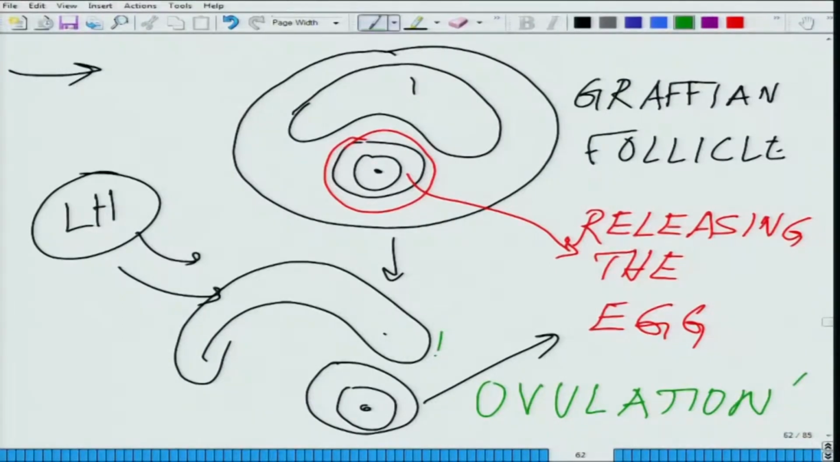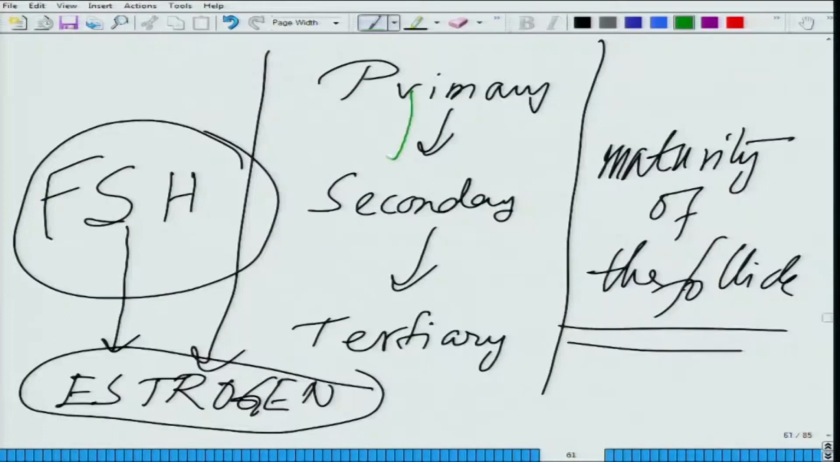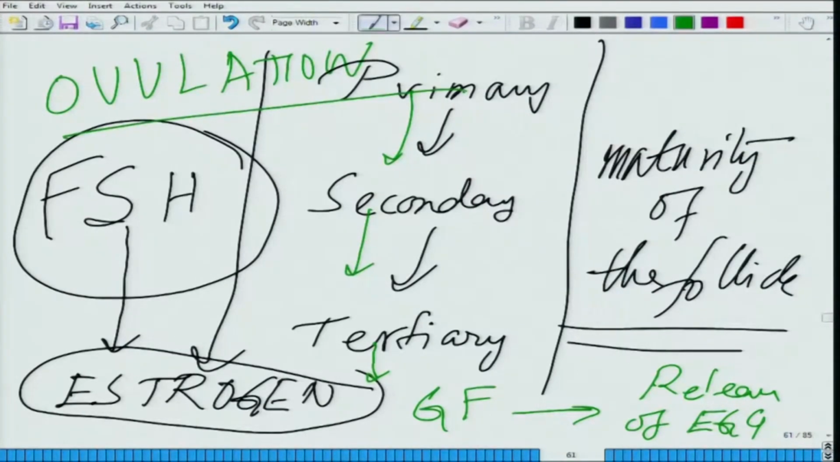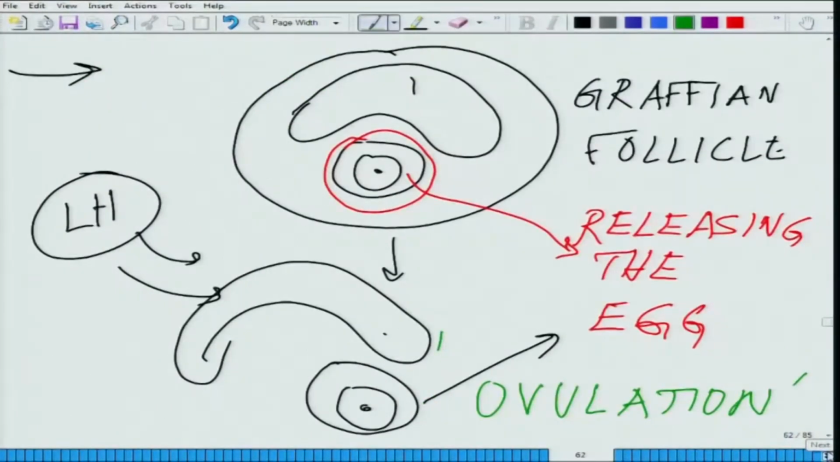So, this whole process, from primary to secondary to tertiary to Graafian follicle to the release of the egg, falls under ovulation, and this whole cycle up to ovulation and after ovulation falls under the menstrual cycle, which we are going to discuss now. What exactly is happening and how this whole process is taking place. Now, I will draw the surge of follicles, before I draw all the graphs and really show you.